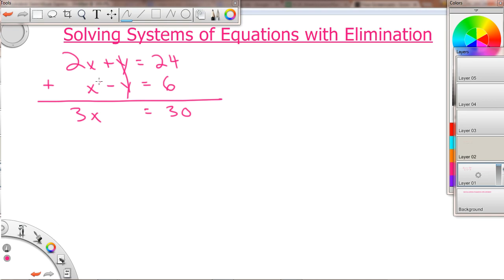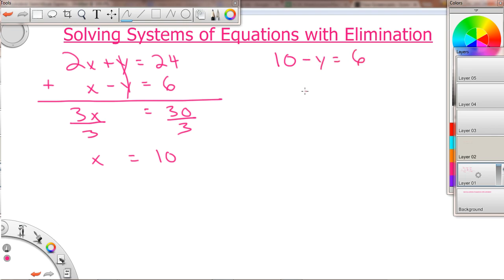Now, what did that accomplish? Well, something pretty big. It got rid of my y. I'm left with one equation with one variable, and we can solve that. We can get one solution here. Our solution is going to be x equals 10. And just like we did before, we're going to go ahead and plug this 10 back into, I would do this equation, x minus y equals 6.